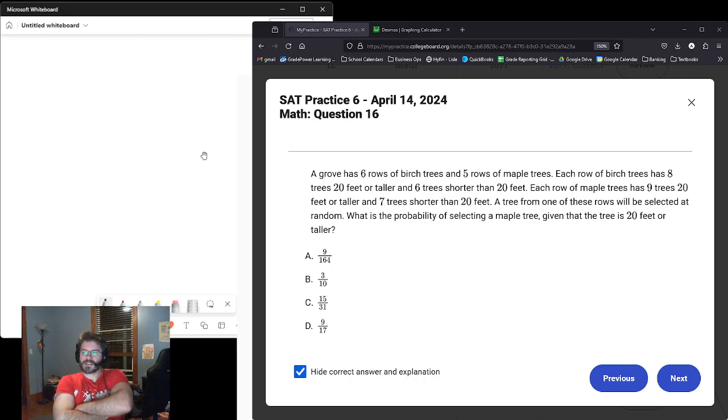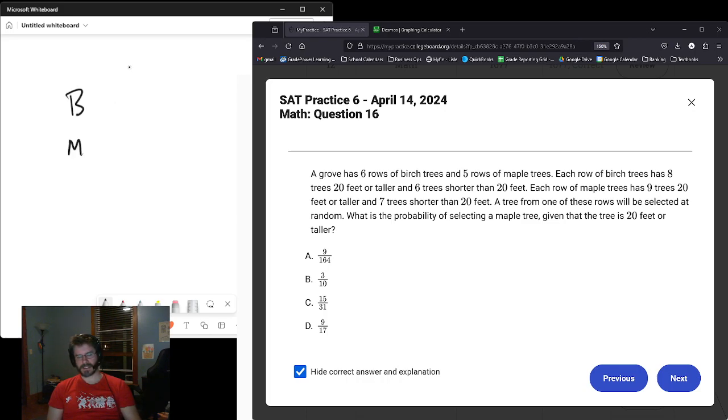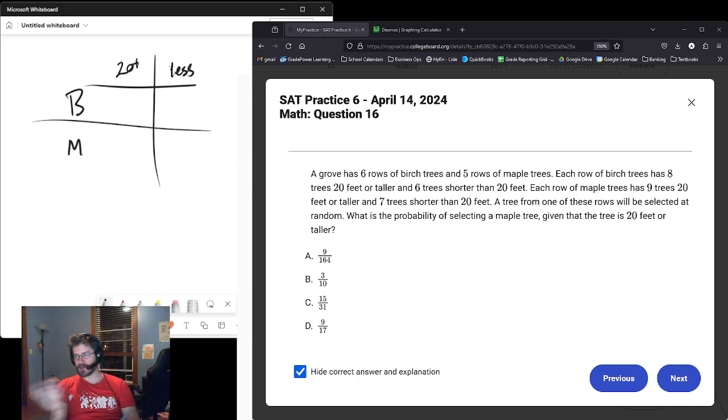Okay, so I was pretty sure on this one as well. They want to know the probability of selecting a maple tree given that the tree is 20 or taller. So we have birch and maple. Let's build our two-axis table, 20 plus and less. Build a little table here. So 6 rows of birch, 5 rows of maple. We don't care.